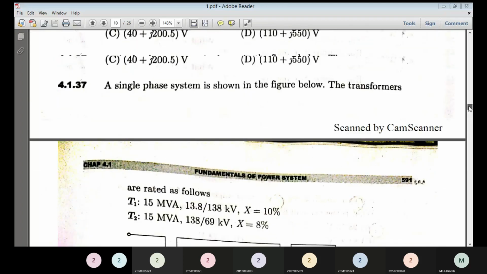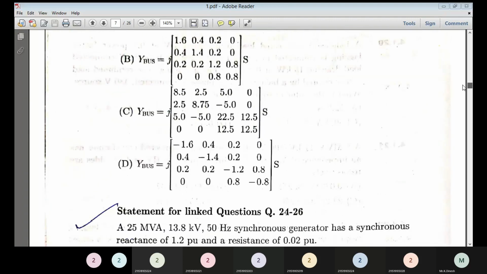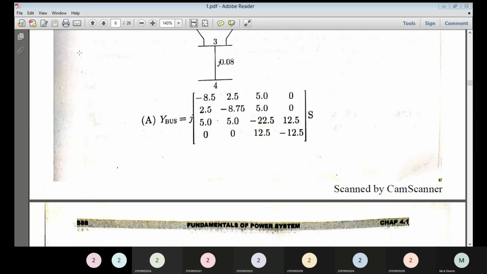In GATE you have one-third negative marking. For every wrong answer, 1/3 mark is deducted. For 2 marks, it means 2 into 1/3, which is approximately 0.66 deducted for a wrong answer. For 1 mark, 0.33 is deducted.